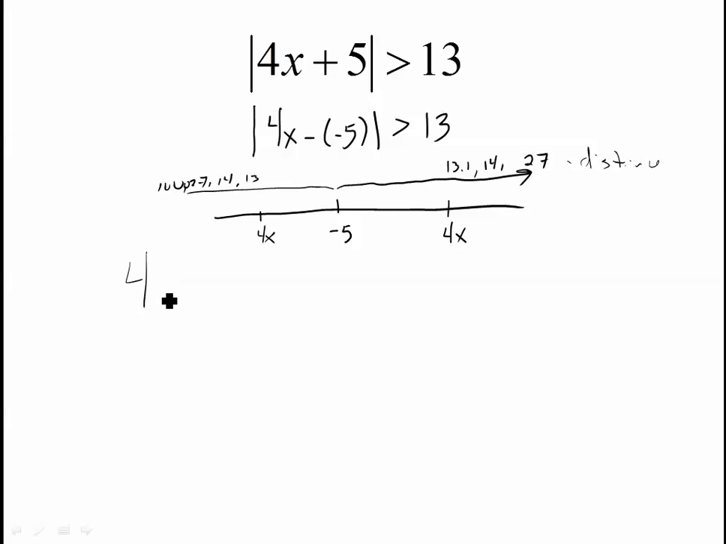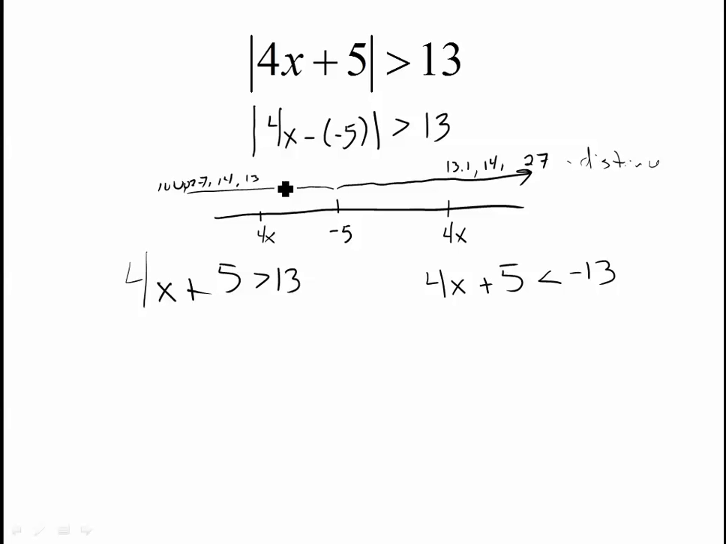I'll be dealing with 4x plus 5 greater than 13. Because going to the right, 13 units, 14 units, whatever. But going to the left, 4x plus 5 is going to be less than negative 13. This will need some explanation.